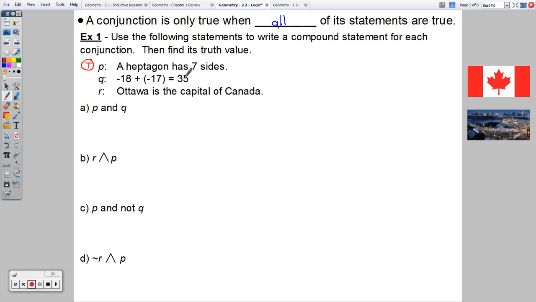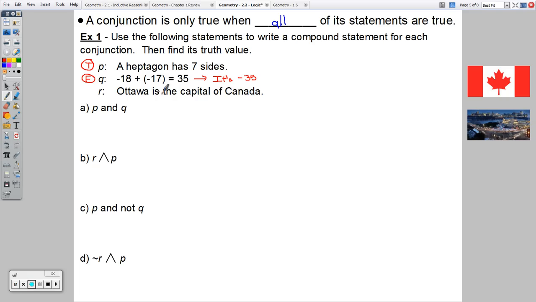Statement Q, negative 18 plus negative 17 equals 35. Is that true? No, that is false. It should be negative 35. So I would write an F next to this. That's false. And this should be negative 35. If it said that instead, then this would be true.